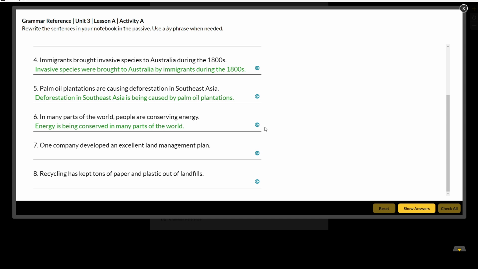One company developed an excellent land management plan. An excellent land management plan was developed by one company. Again, here you would need the by one company. It is needed. Recycling has kept tons of paper and plastic out of landfills. Tons of paper and plastic have been kept out of landfills by recycling. Again, you would need by recycling here also.